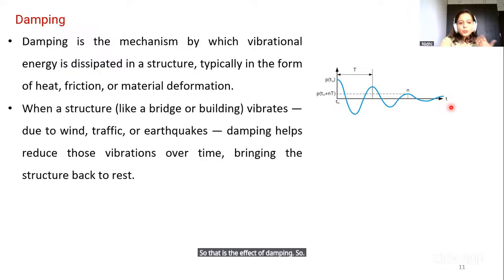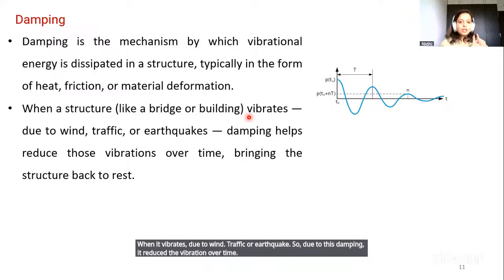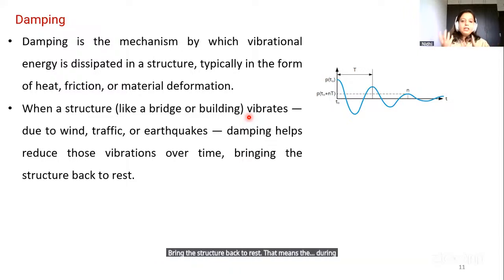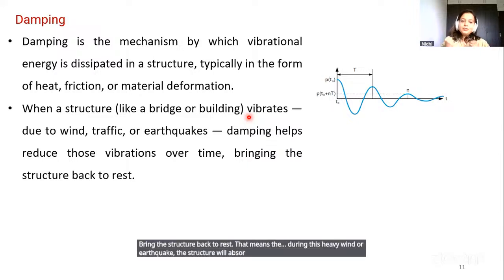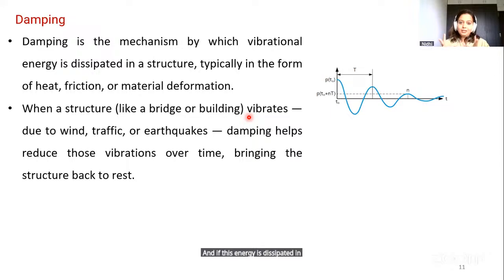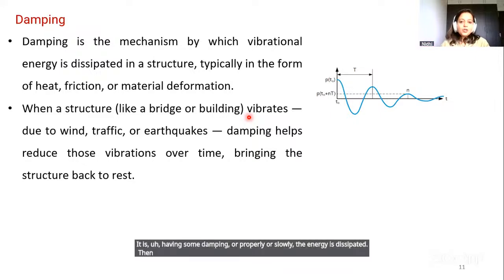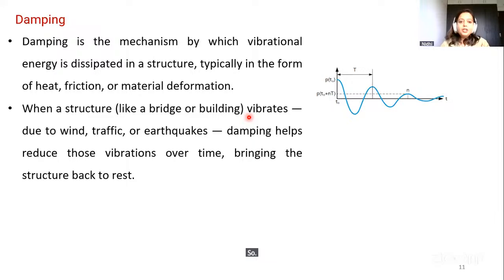Due to this damping, we can see a structure, for example a bridge or building, when it vibrates due to wind, traffic or earthquake, it reduces the vibration over time and brings the structure back to rest. That means during heavy wind or earthquake, the structure will absorb this energy, and if this energy is dissipated in a second, then severe damage will occur. But we have to channelize it in such a way that it has some damping, so the energy is dissipated slowly. Then the impact on the structure would be less. For that only we introduce dampers to the structure.